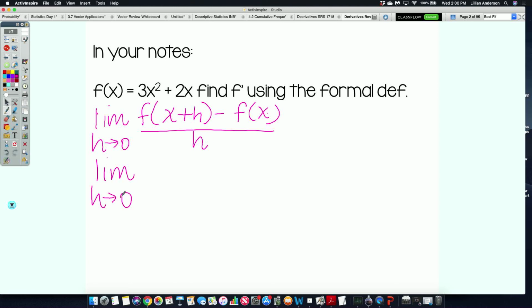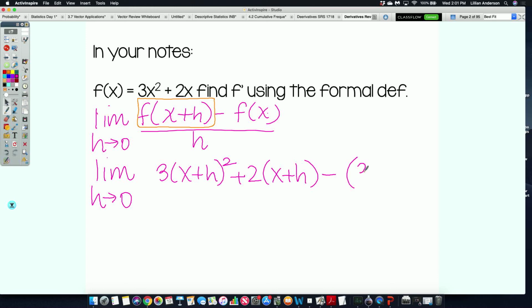All right, so when we use our formal definition, remember we always wrote the limit notation along with it. What does this first part mean? Plug in x plus h into every x. That's right, plug in x plus h into every x that you saw. So you'll have 3 times x plus h squared plus 2 times x plus h. Then you had to subtract the entire function. Make sure that you include parentheses around the entire function so you know to distribute over that negative.